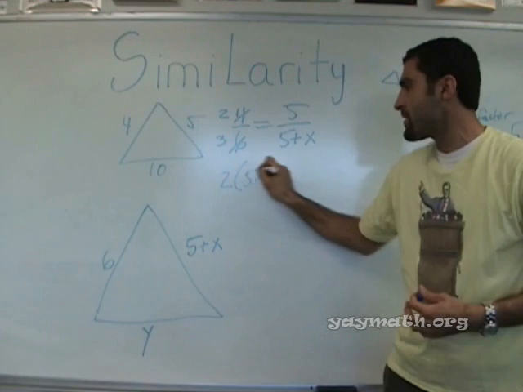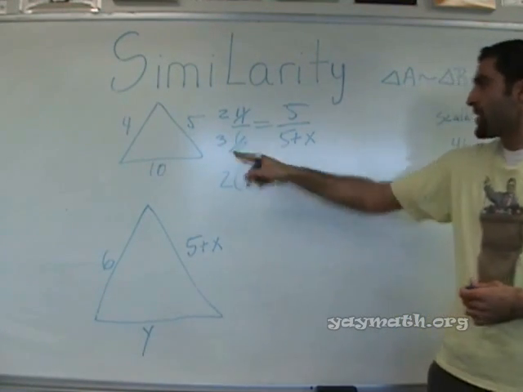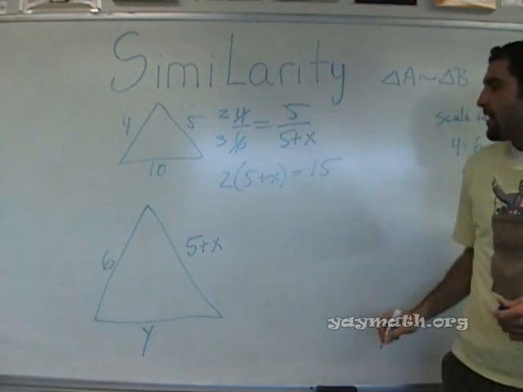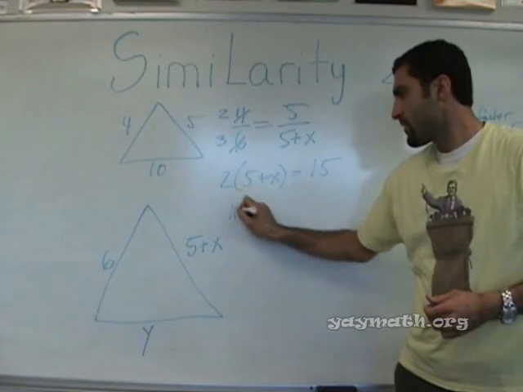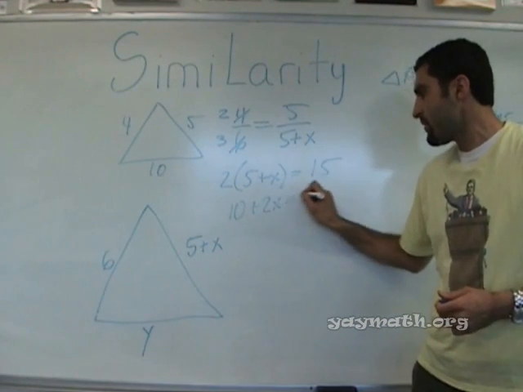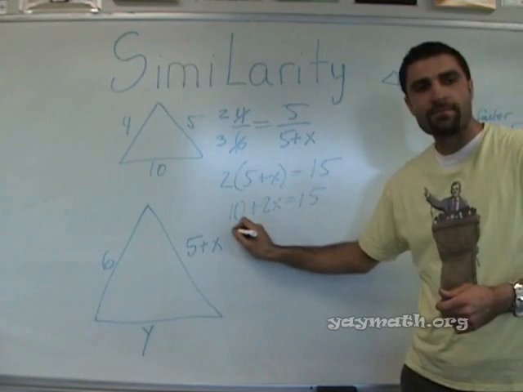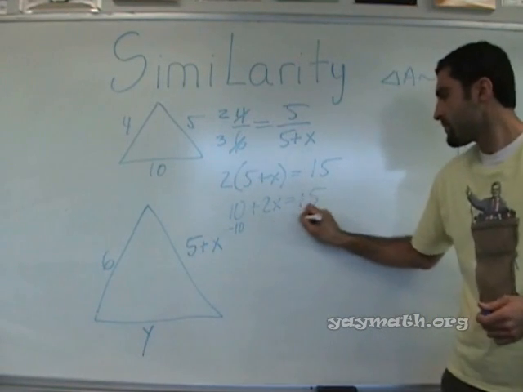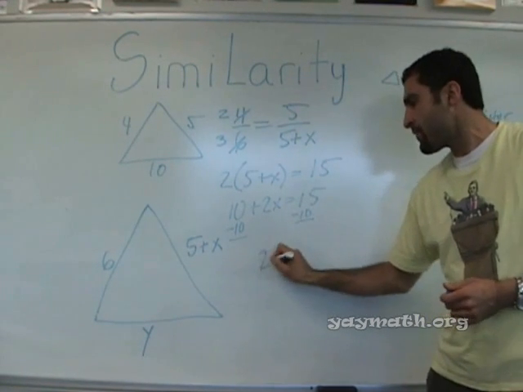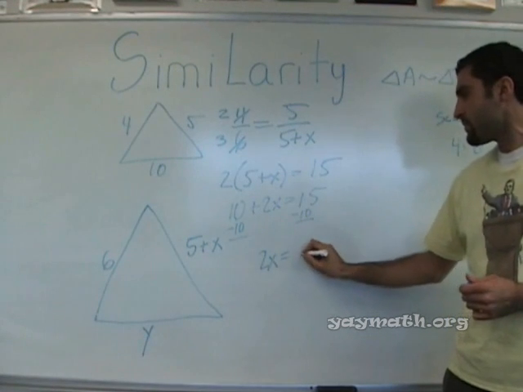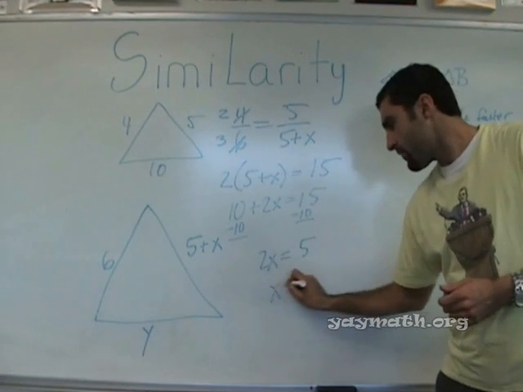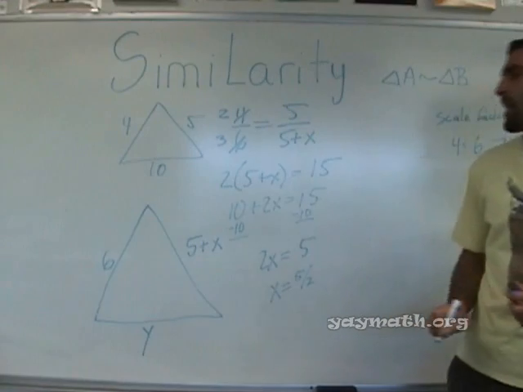2 times 5 plus x equals 3 times 5, which is 15. All right, I can just go through. 2x equals 15. It's 1.5. Oh no, 2.5. Let's stick to the land of fractions. X equals 5 over 2. Okay, so we got our x.